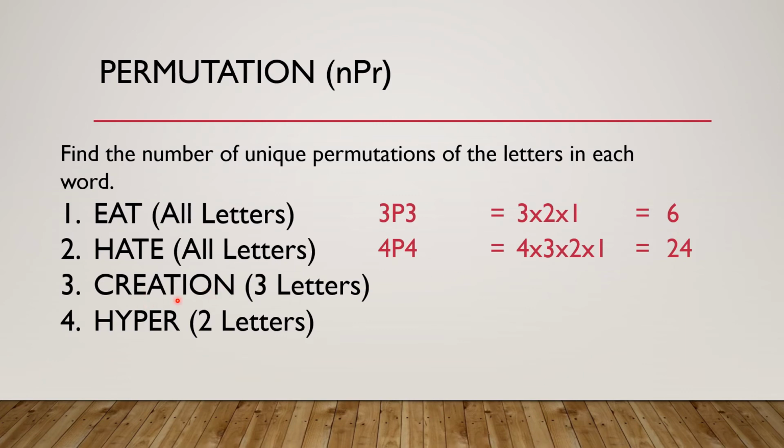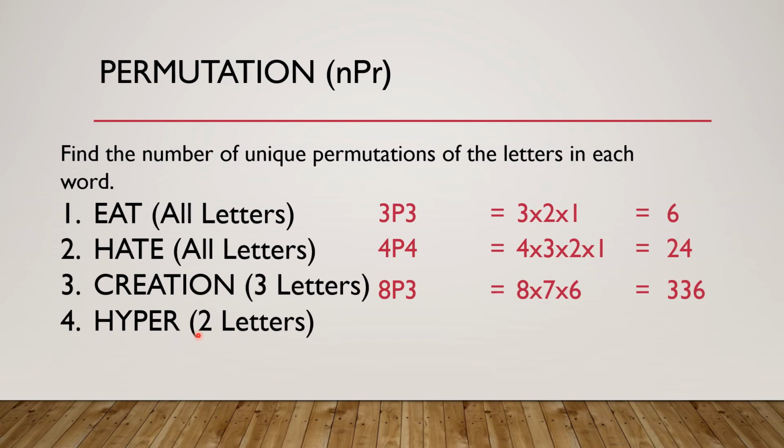What about the word creation? For the word creation, we will use only 3 letters. How many letters are there in the word creation? There are 8, so 8 taken 3. 8 taken 3 is 8 times 7 times 6, and that is equal to 336.